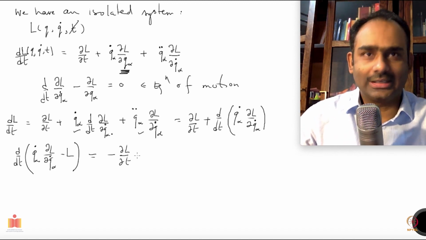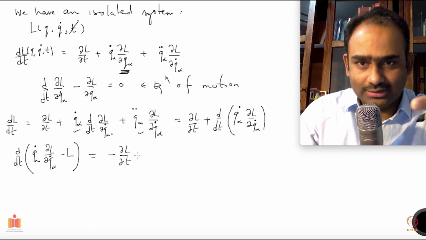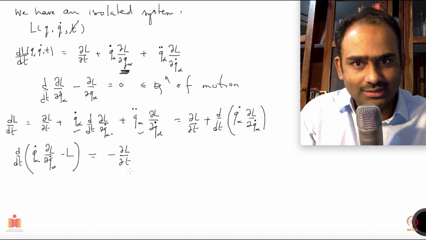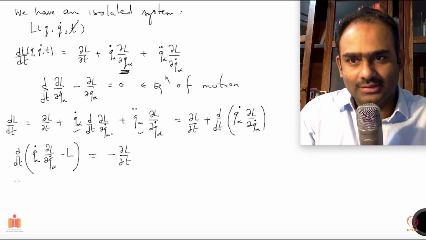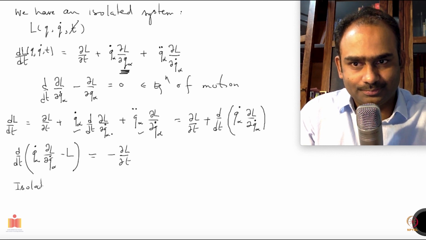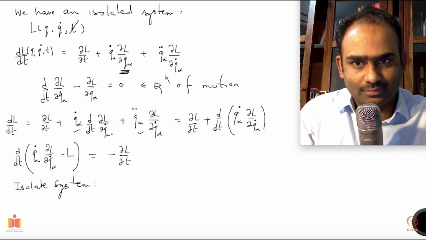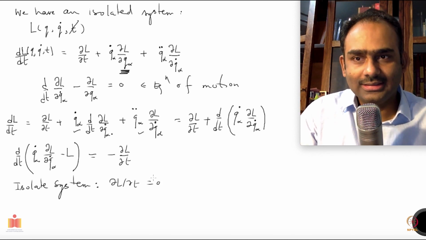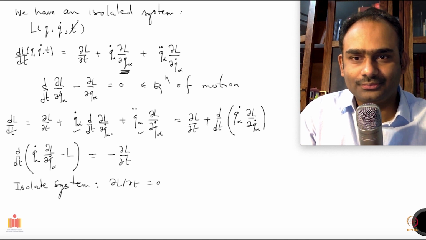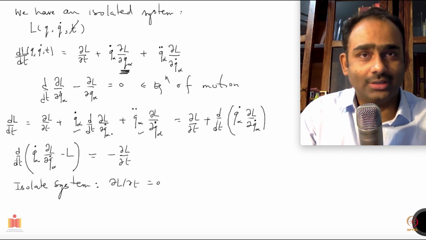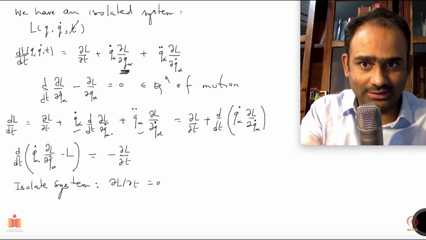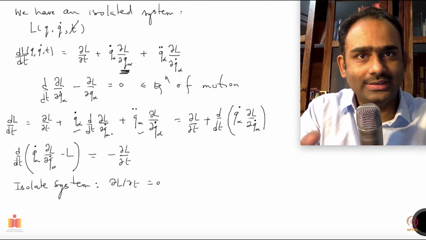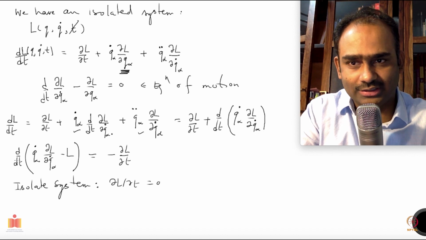Now you see, if your system is isolated, then L does not depend explicitly on time, meaning the partial derivative with respect to time would be 0. So the right hand side would be 0 for an isolated system. And if that is the case, then this quantity would be conserved, because the total derivative of that quantity in the round brackets will be 0. Which means whichever way your system is moving, that quantity does not change. It's a constant of integration.